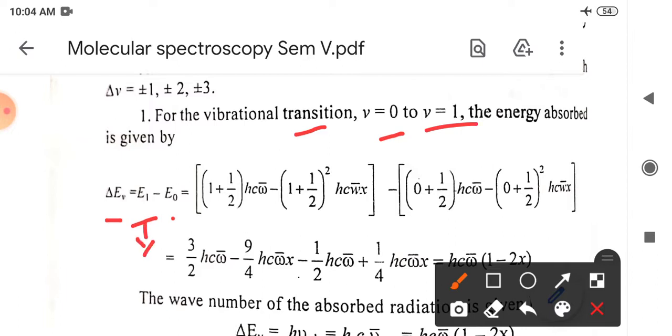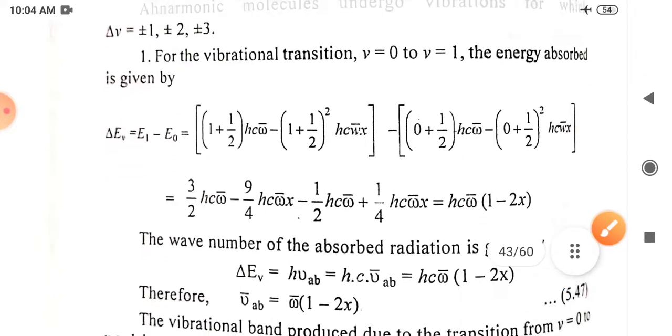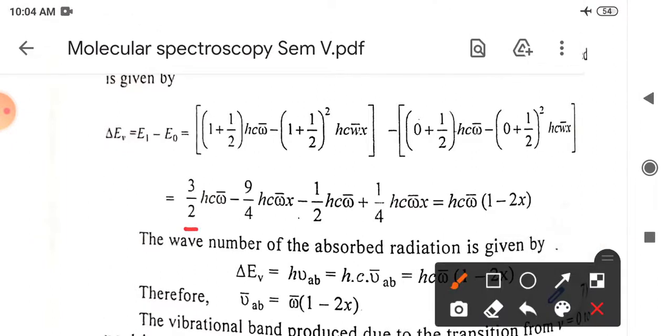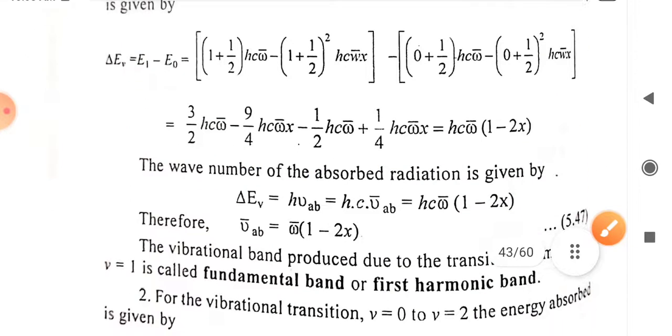For the first we put v equals 1, and for the second we put v equals 0. So we get (1 + 1/2) hc ω̄ minus (1 + 1/2)² hc ω̄ x minus, here we put simply 0, and here also 0. What will be the overall equation? The overall equation will be 3/2 hc ω̄ minus 9/4 hc ω̄ x minus 1/2 hc ω̄ plus 1/4 hc ω̄ x. So overall we can say that it is hc ω̄ into (1 minus 2x).